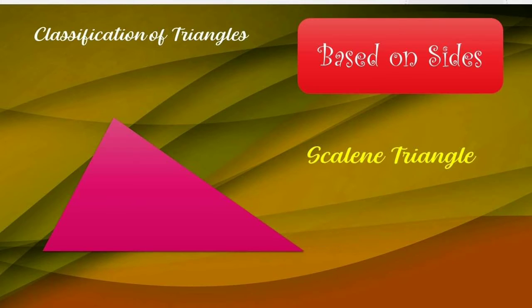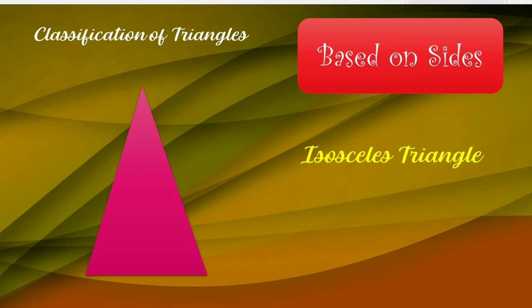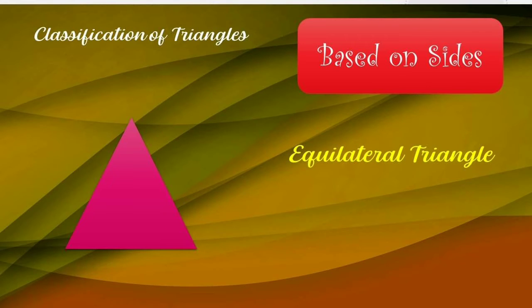And then, based on sides naman tayo, wherein we have the scalene triangle, where all of the sides are not equal. After that, we have the isosceles triangle, wherein kung makikita ninyo ang mga markings, it means it has two equal sides. And then, the last one is the equilateral triangle, kung saan yung mga markings niya sa tatlong sides ay pare-pareho. That means it has three equal sides.